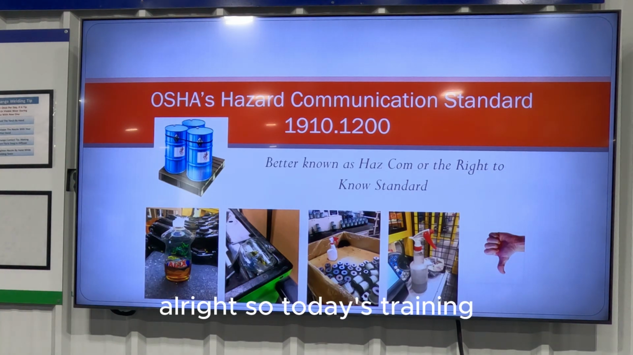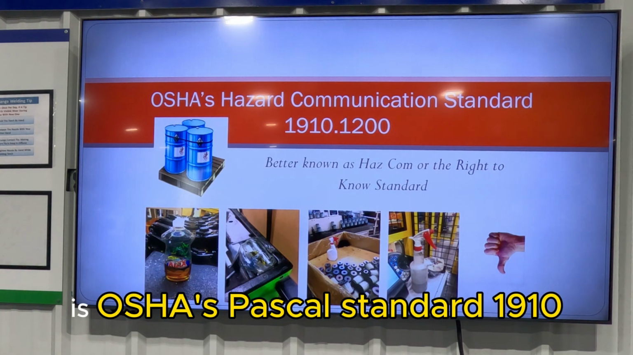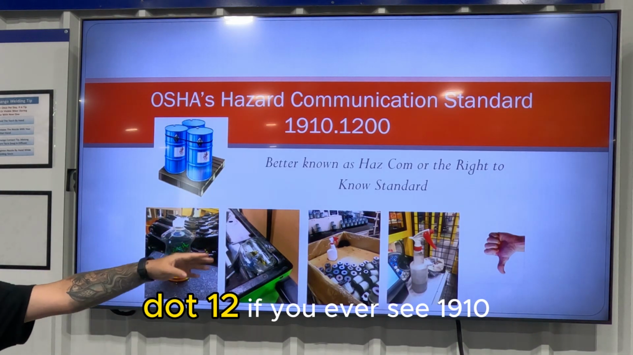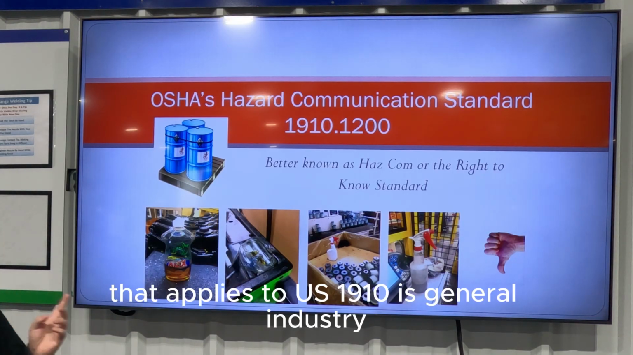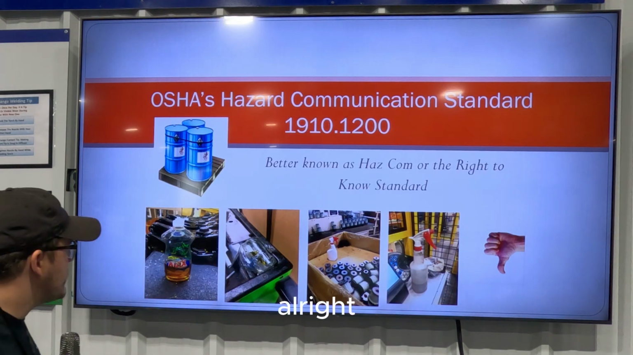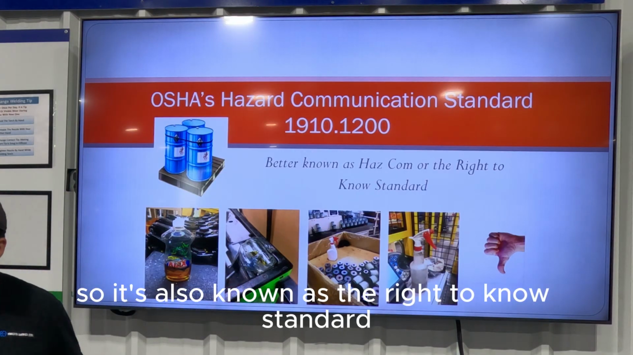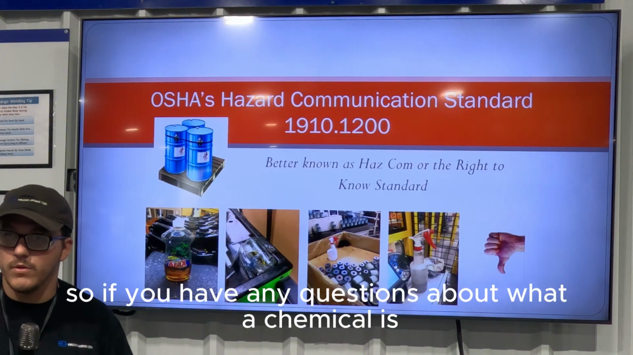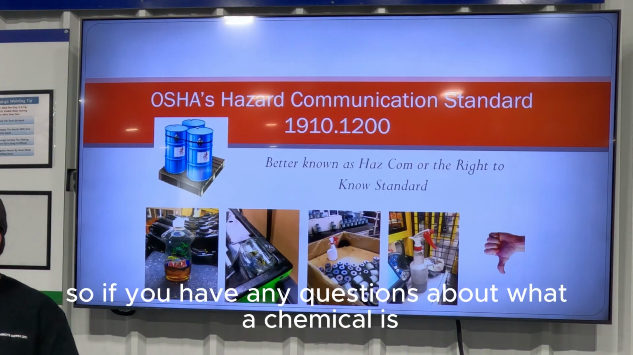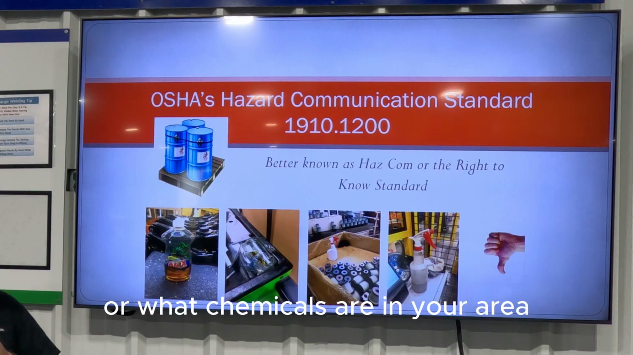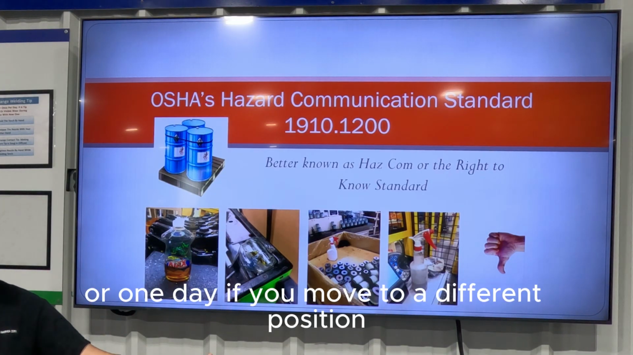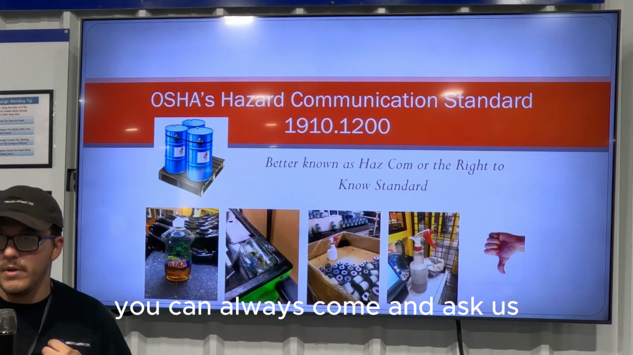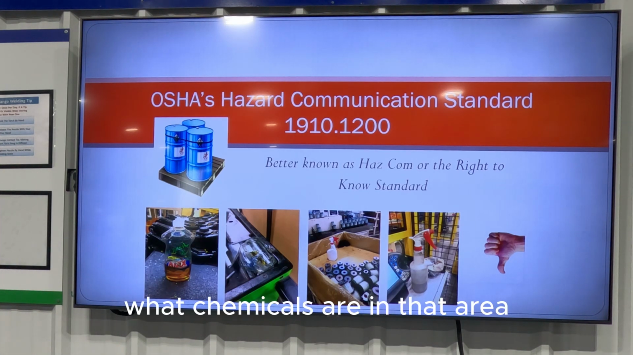Alright, so today's training, also our monthly training, is OSHA's HAZCOM standard 1910.1200. If you ever see 1910, that applies to us. 1910 is general industry. It's also known as the right to know standard. That means you have the right to know what you're working around. So if you have any questions about what a chemical is or what chemicals are in your area, or one day if you move to a different position or a different department and you have no idea what's over there, you can always come and ask us what chemicals are in that area.